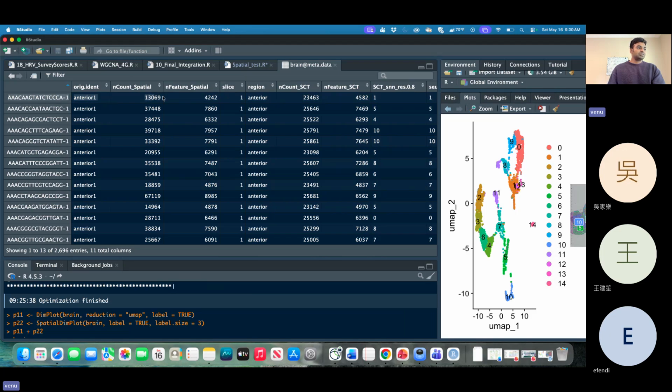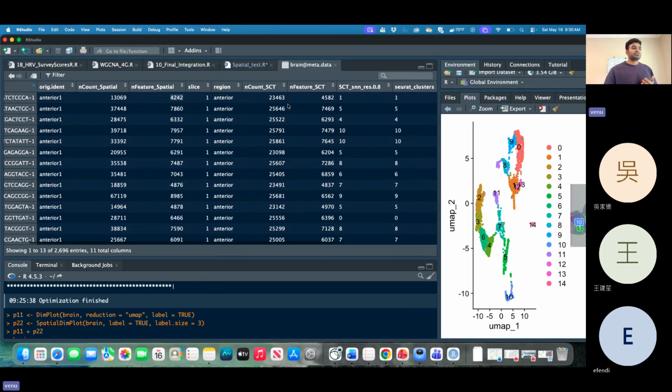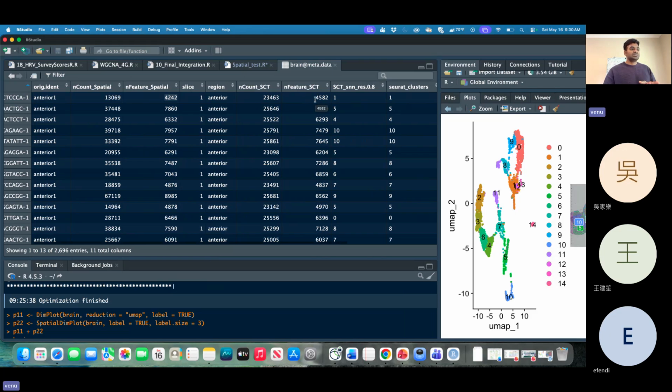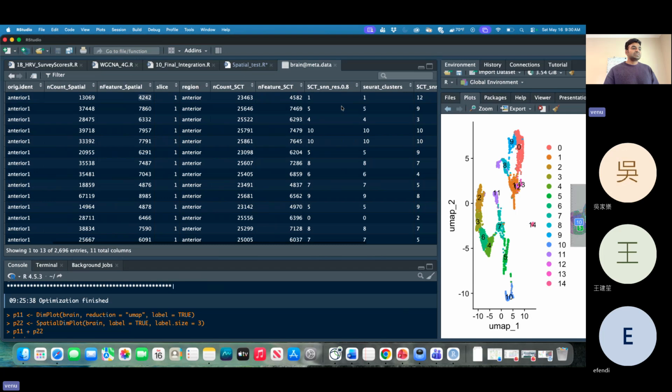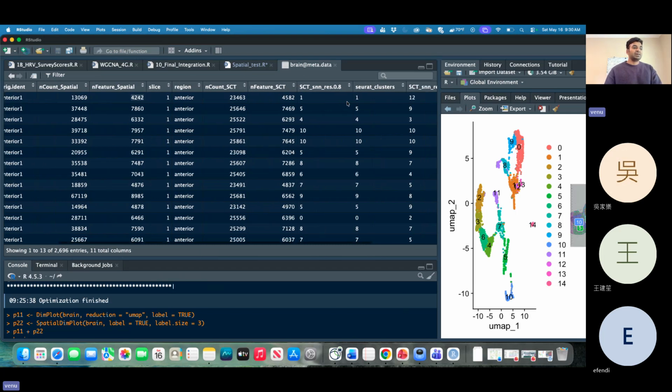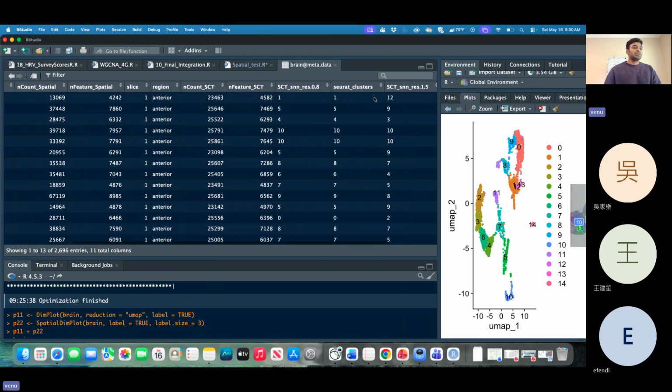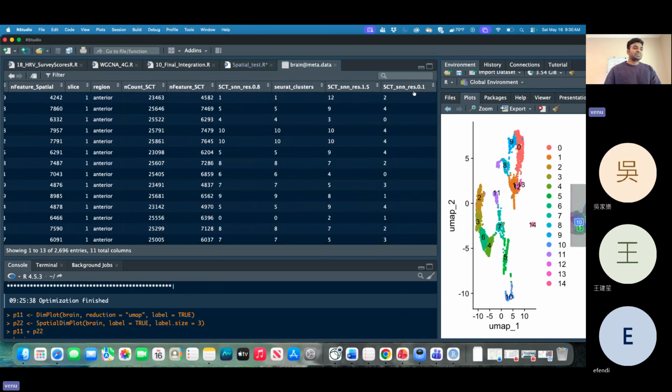This single spot has this many spatial counts, that is transcripts, and this many features, like 4,242 genes. These are retrieved after normalization, and this entire spot is considered as one, like cluster one. Okay, we can see the different resolutions, 1.5, 1.0. So we just used them, and it will store all this.